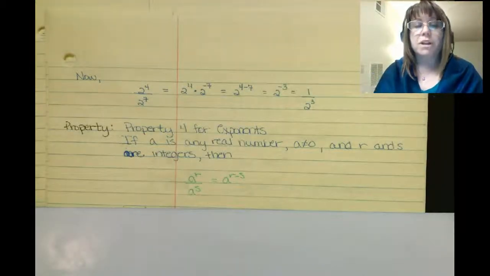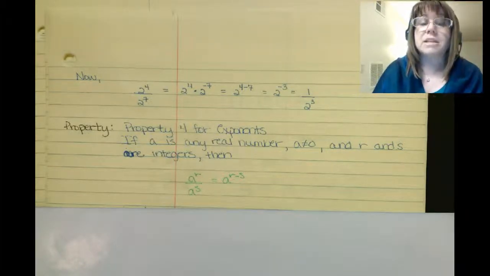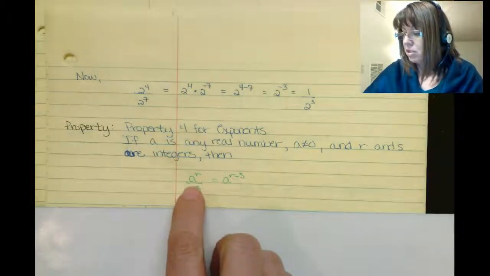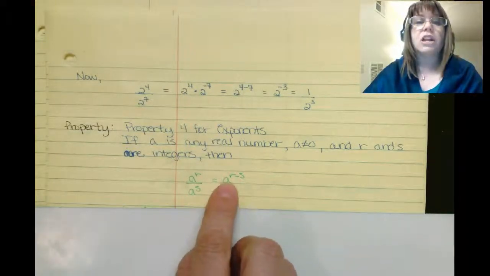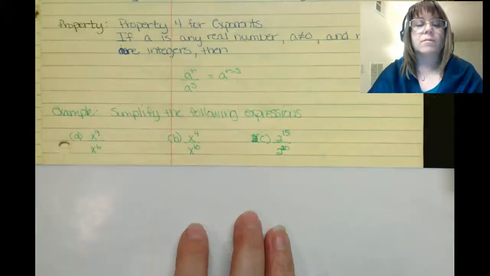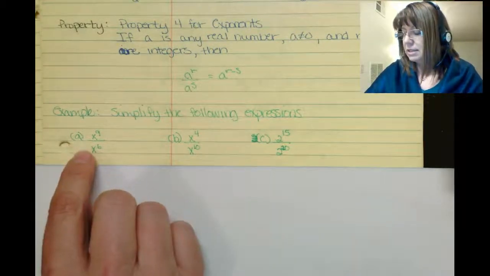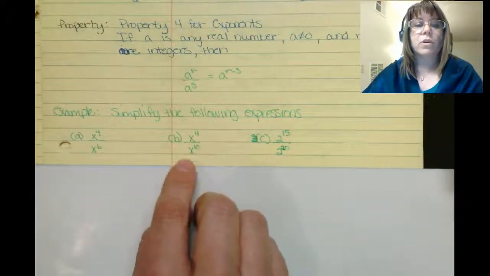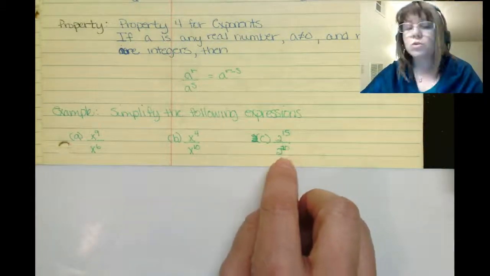That brings us to property number 4 for exponents. If a is any real number but does not equal 0, and r and s are integers, then a to the r over a to the s is going to be a to the r minus s. Now, using our new property, let's simplify the following expressions. A is x to the 9th over x to the 6th. B, x to the 4th over x to the 10th. C is 2 to the 15th over 2 to the 20th.